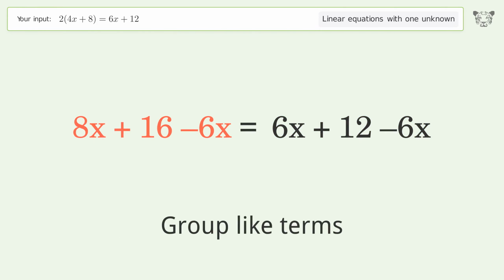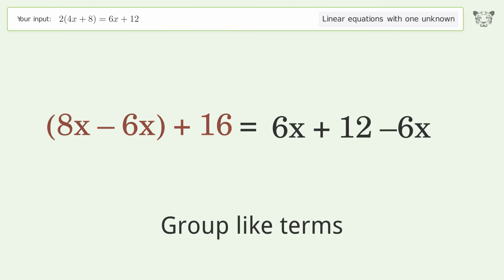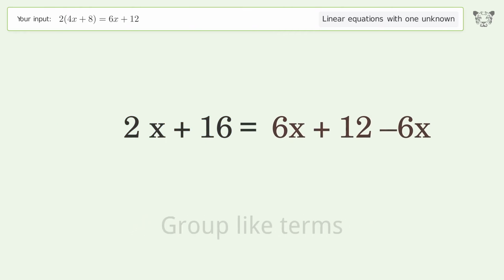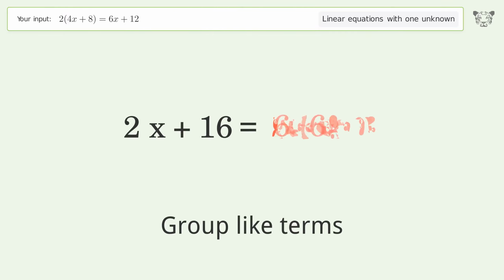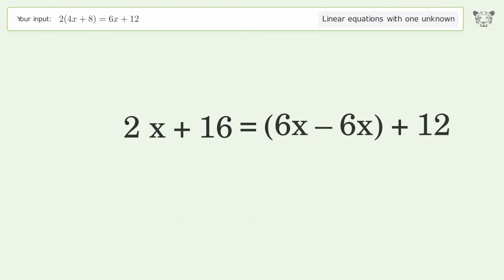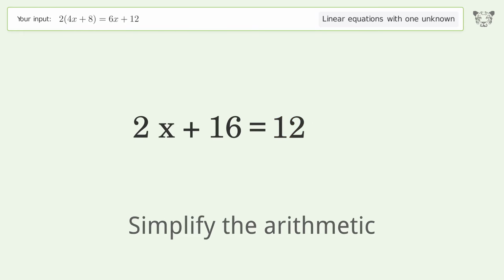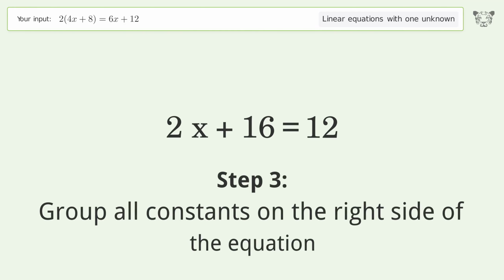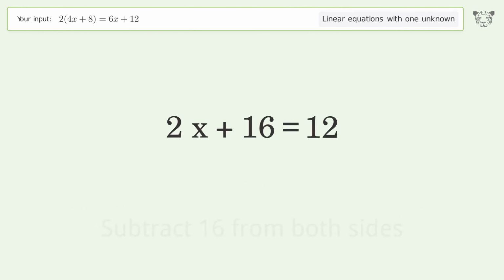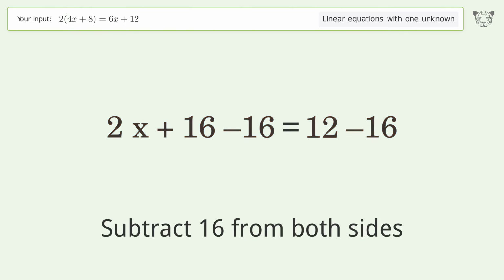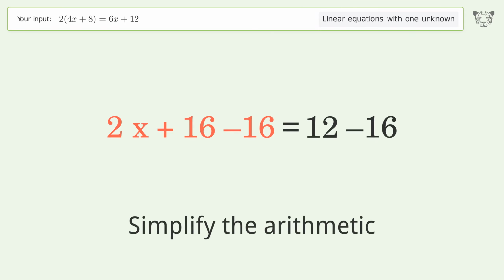Group like terms. Simplify the arithmetic. Group like terms. Simplify the arithmetic. Group all constants on the right side of the equation. Subtract 16 from both sides. Simplify the arithmetic.